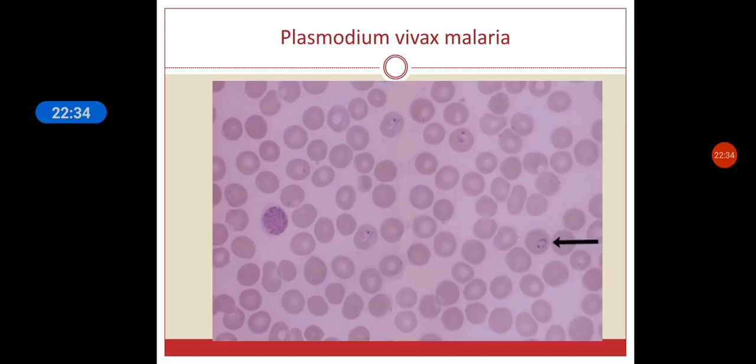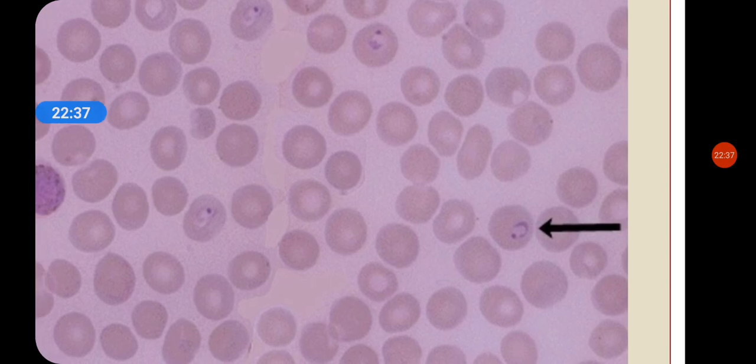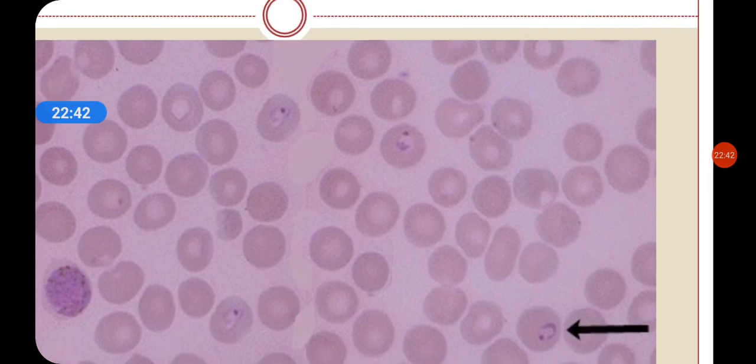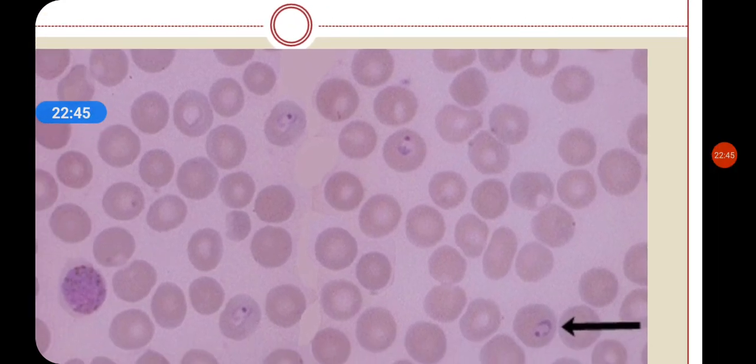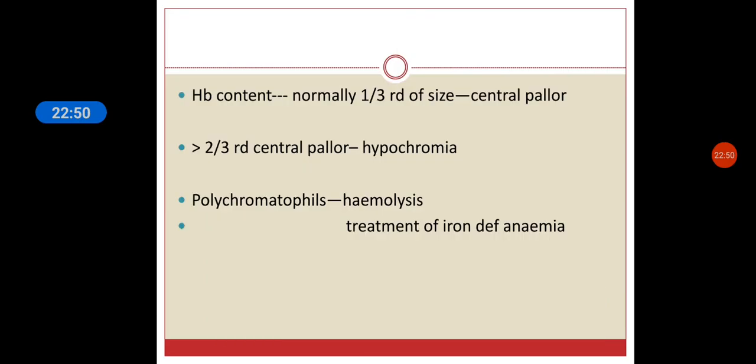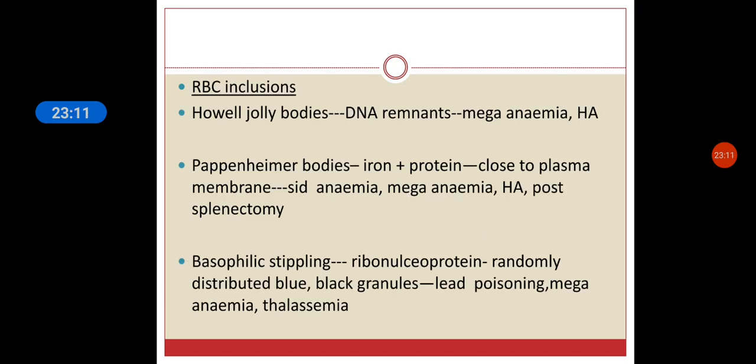Now, this is an intracellular parasite. If you can appreciate, this is the ring form of Plasmodium vivax. If you can appreciate this black arrow, all these are ring forms of Plasmodium vivax, that is malarial parasite. Okay. So basically, this hypochromia is important in the sense it is mainly to diagnose iron deficiency anemia, or any form of hemolysis. That is also important.